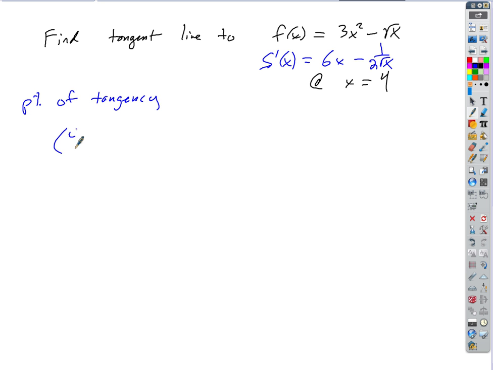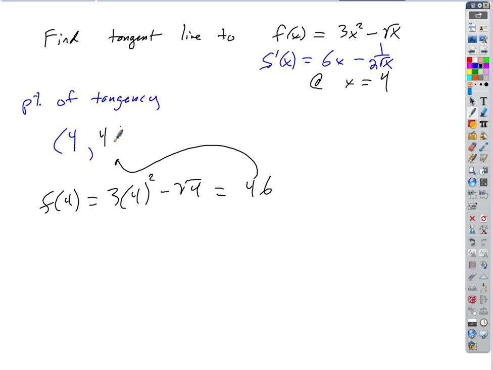4. What's the y value? Rather than tell me an answer, how am I going to know what the y value is? Plug it into the function, right? So f of 4 equals 3 times 4 squared minus the square root of 4, which is 48 minus 2, so 46. Okay, so we end up with the point of tangency. I'm trying to find the point of tangency, right, so we're plugging it into the original function, okay? So there's the point of tangency.